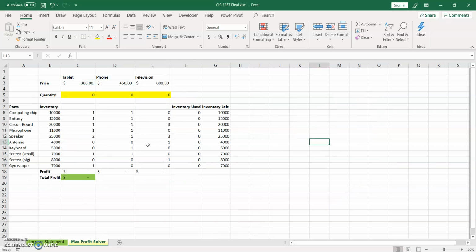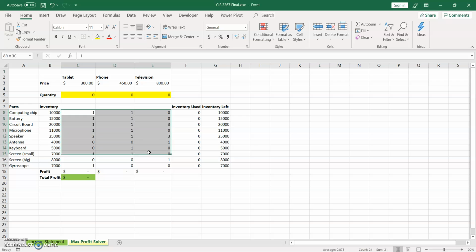So I got a table here for three products and their price. And then we also got all the parts. So let's assume these are all the parts that our products are made from. We got our total inventory that the company buys every year in order to make our products.